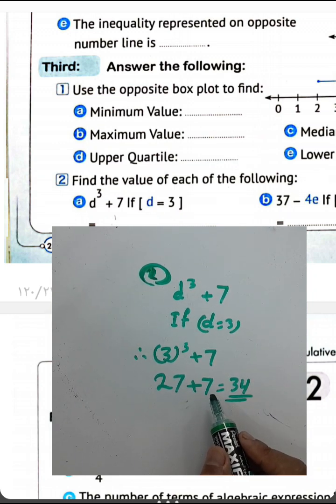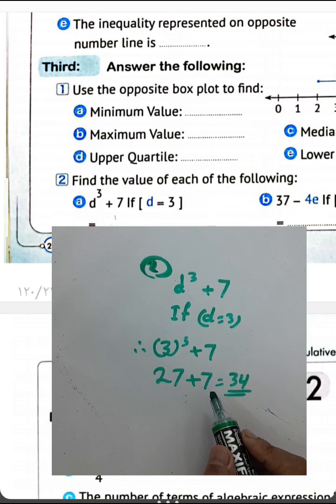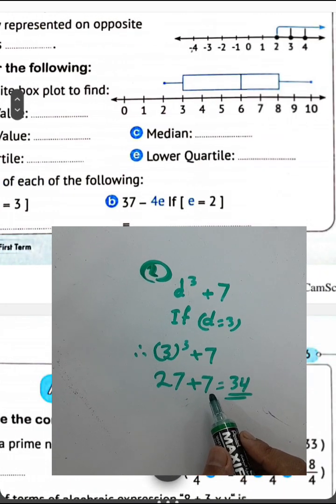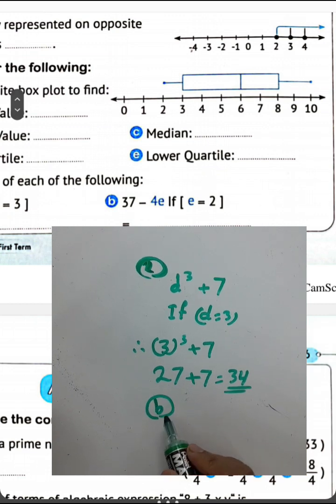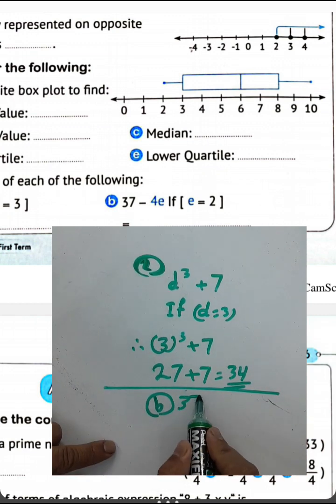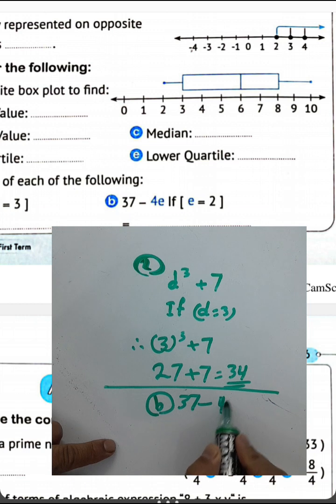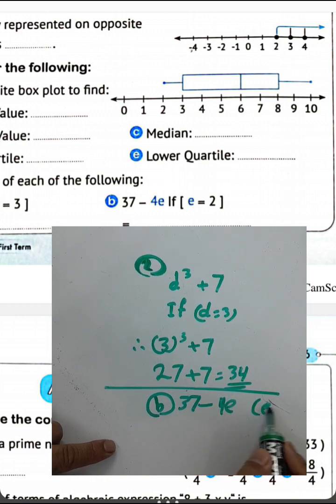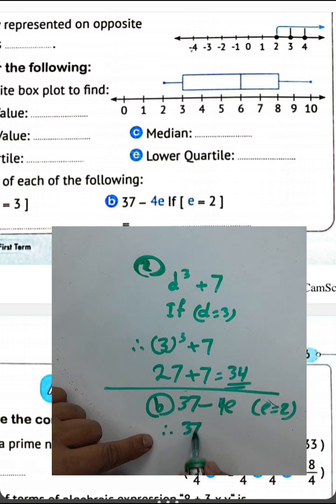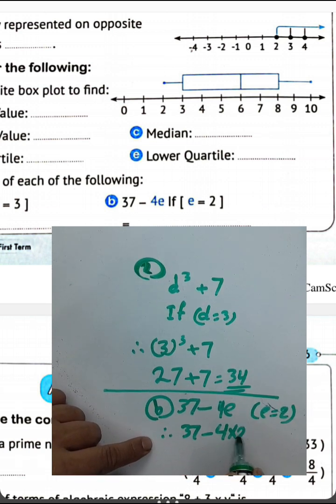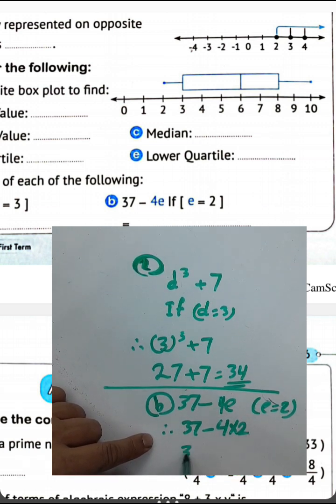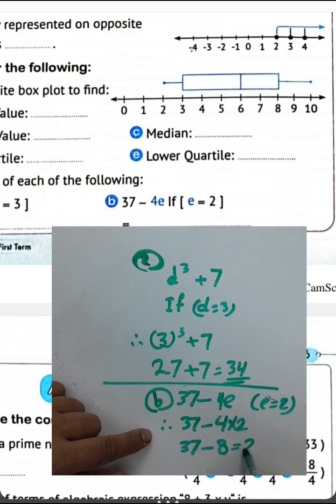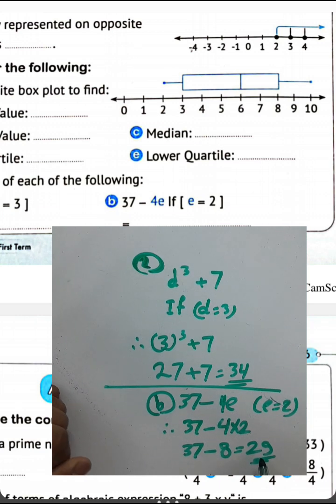Okay, understood? Letter B, we have 37 subtract 4e. If e equals 2, then the value will be what? 37 subtract 4 times 2. 4 times 2 equals 8, then the result will be 37 minus 8. We can find the difference, it will be 29. 29, okay?